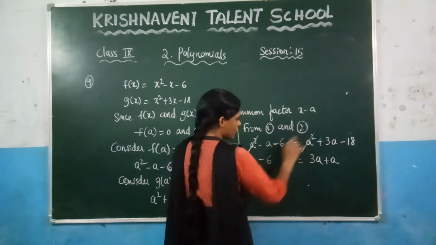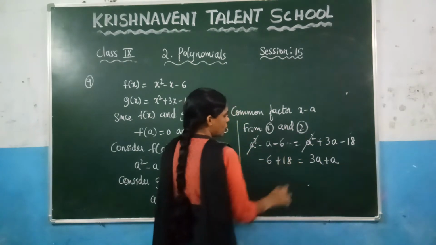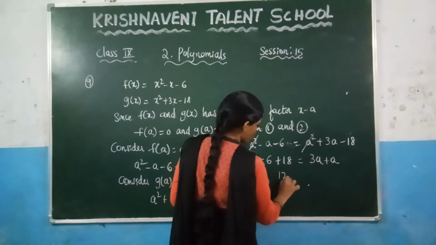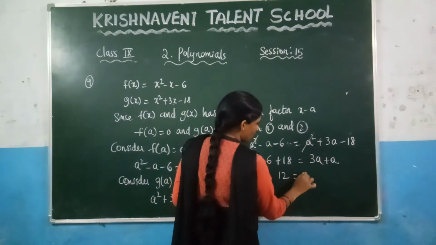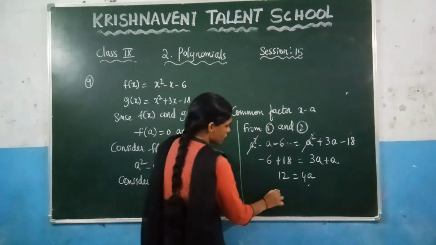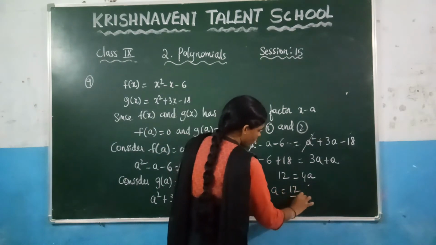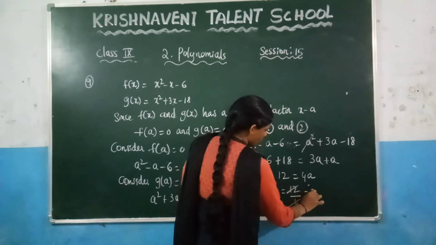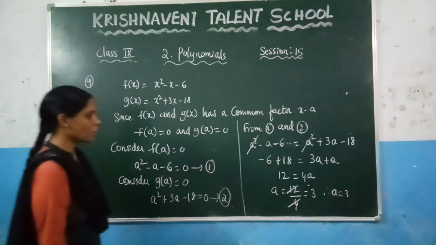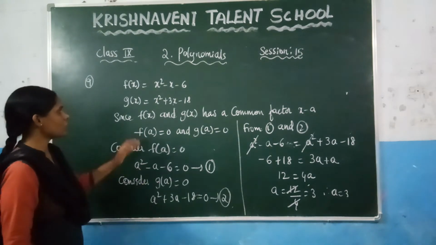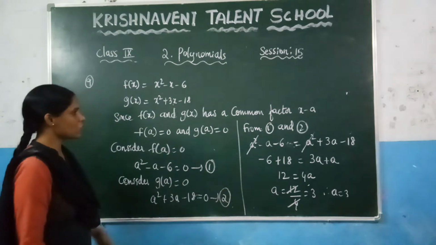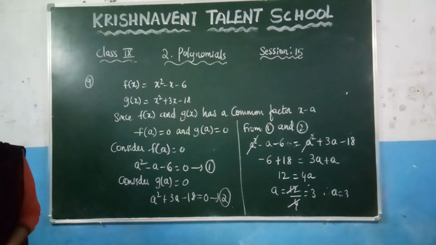If you take minus 18 to this side, it will become plus 18. Now here, what is the value of 18 minus 6, which gives you 12? And what is the value of 3a plus a, which is 4a? Here, the value of a is nothing but 12 by 4, which gives you 3. Therefore a is equal to 3. You need to find the value of a based on the condition that these two polynomials have a common factor x minus a. Now see the last problem in this exercise.